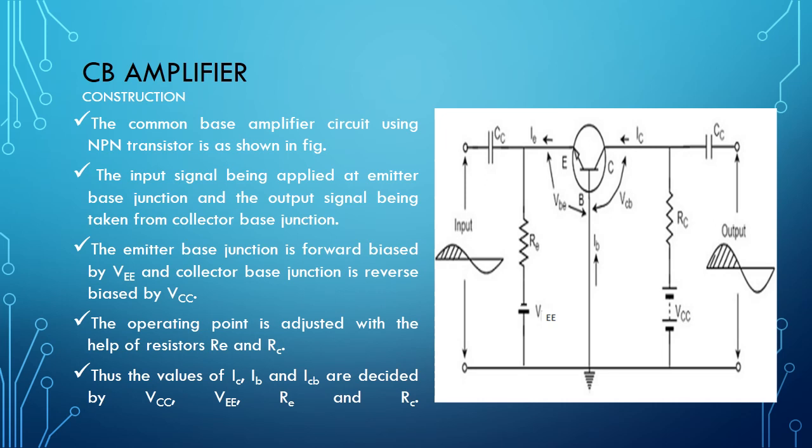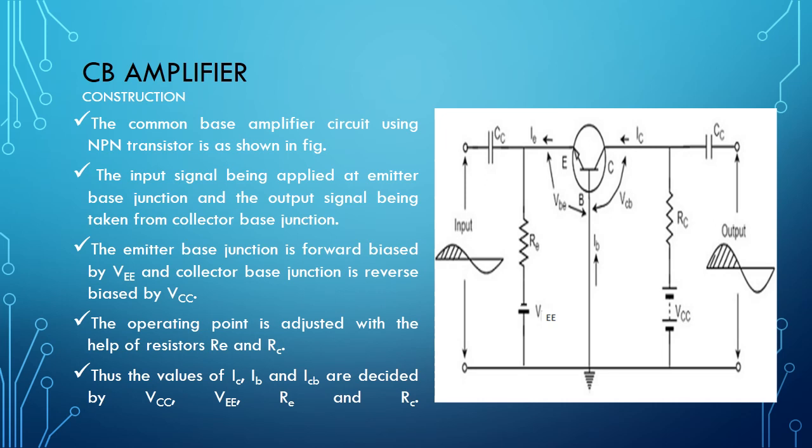Here the CC is the coupling capacitor at the input and the output. At the input, this is also called an input capacitor, which we discussed in the last one. And CC at the output is the output capacitor, and this is also used to couple the output to the next stage.